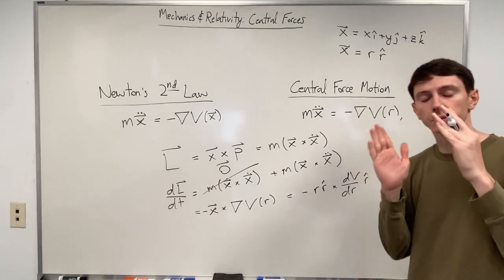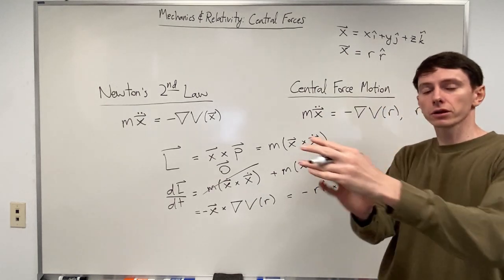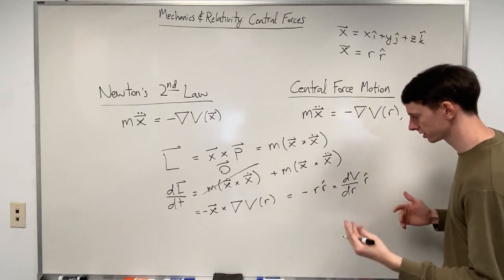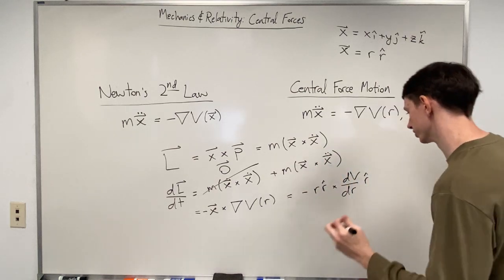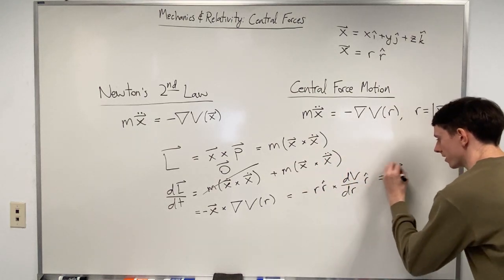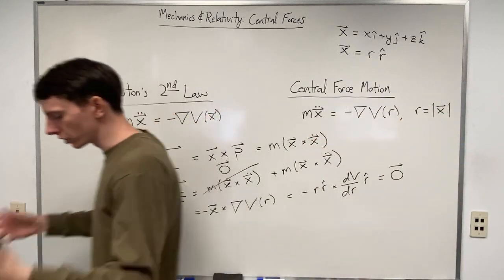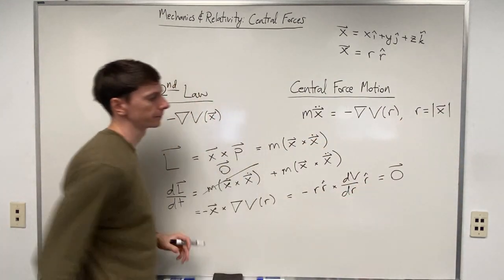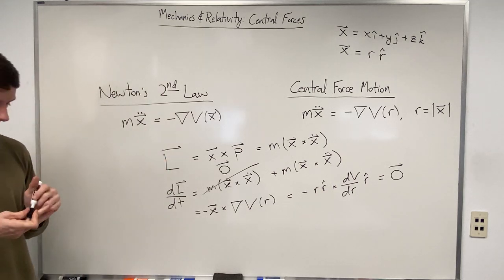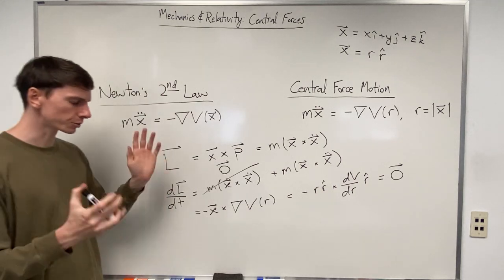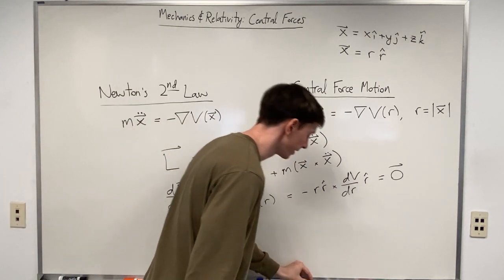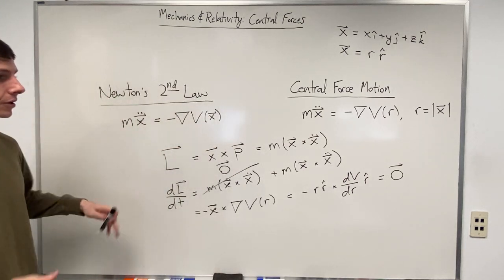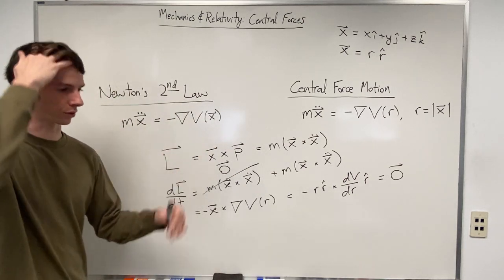These vectors are going to be parallel, and whenever you have two parallel or anti-parallel vectors, their cross product is going to give you 0, meaning that the time derivative of the angular momentum goes to 0, meaning the angular momentum is conserved. So, okay, sure, angular momentum is conserved. That's one thing that we can say about a particle if it is under the influence of a central force.